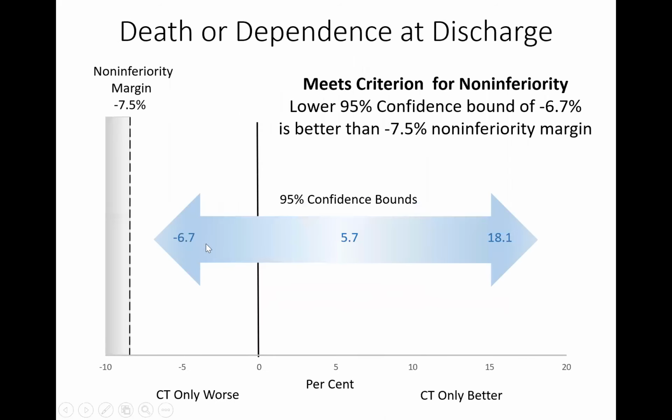And that met our confidence bound, which was minus 7.5%, and the lower limit was minus 6.7%. So by the non-inferiority margins that we selected, we could say that CT only was not inferior to CT plus MRI.